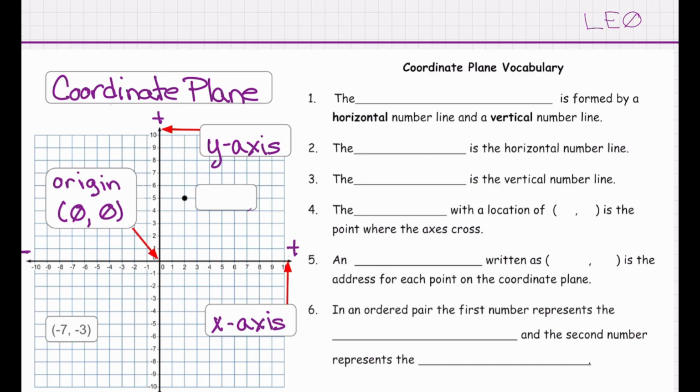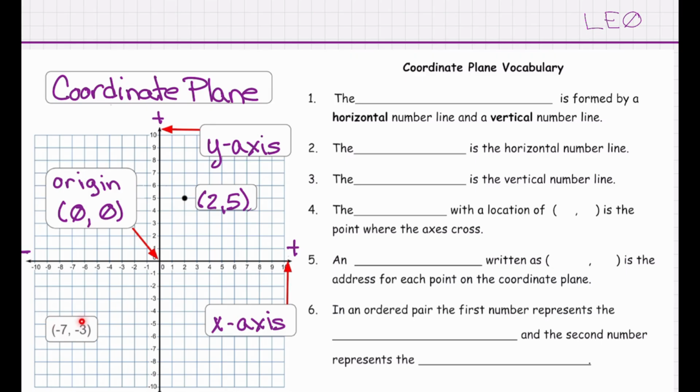So if you wanted to be able to write the ordered pair for this point right here that is already on our paper, you would start at the origin and you would go right 1, 2 and up 1, 2, 3, 4, 5. Again, that was right 2 and up 5, both positive directions, the point 2, 5.